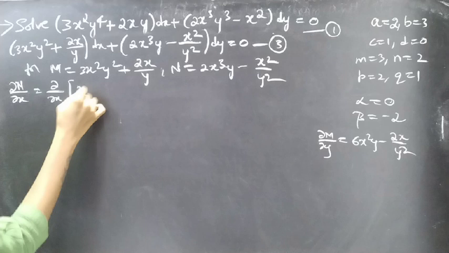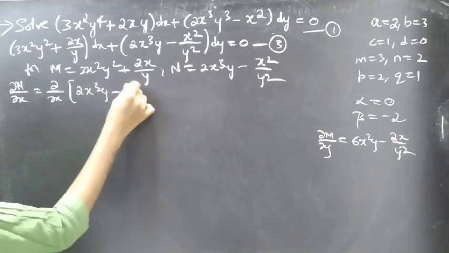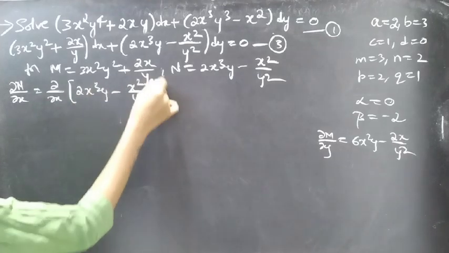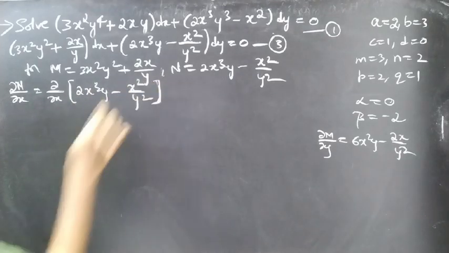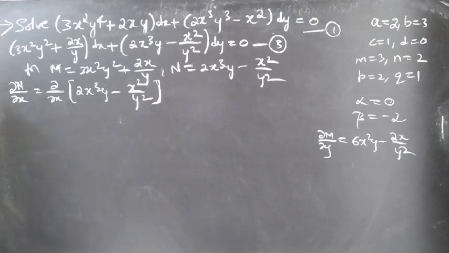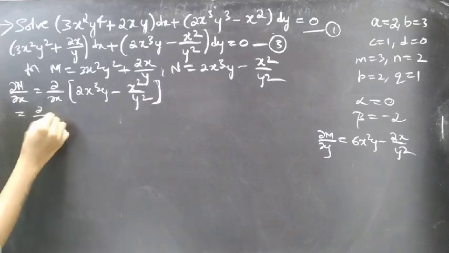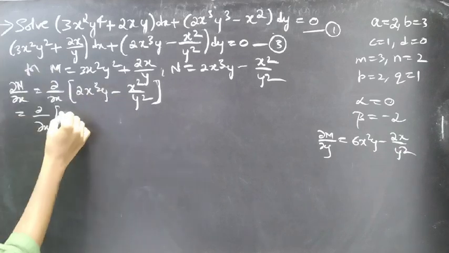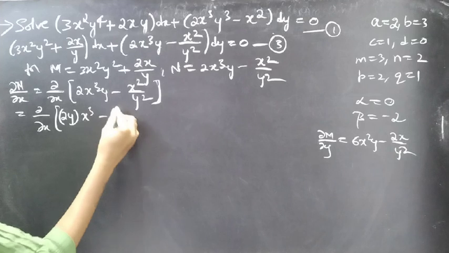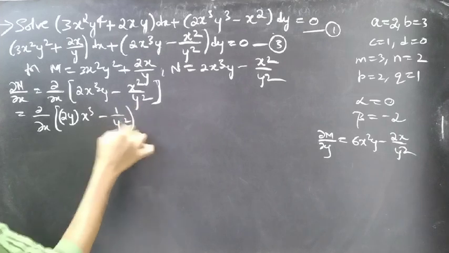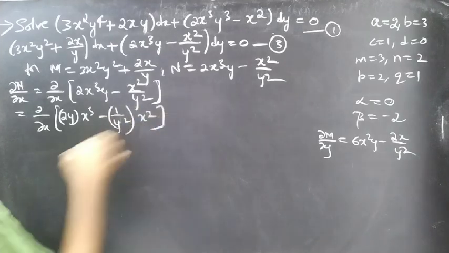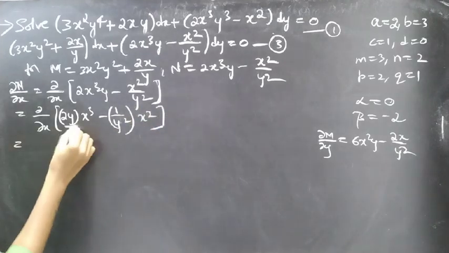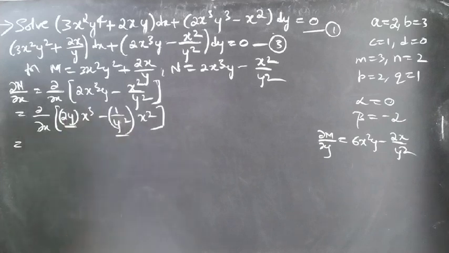Partial derivative of N with respect to x, where N is 2x cube y minus x square y square. Here we need to find the partial derivative with respect to x, so y is treated as constant. For convenience, I'm going to write this as 2y into x cube minus 1 by y square into x square. In the first term 2y is constant, and in the second term 1 by y square is constant.